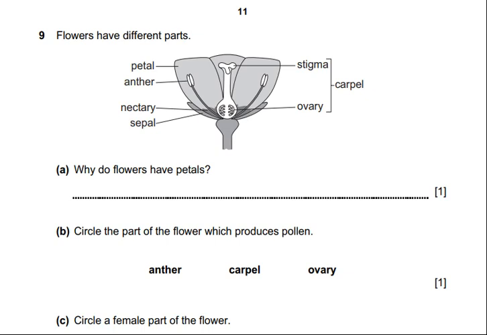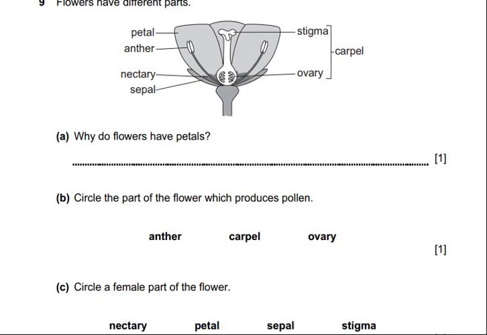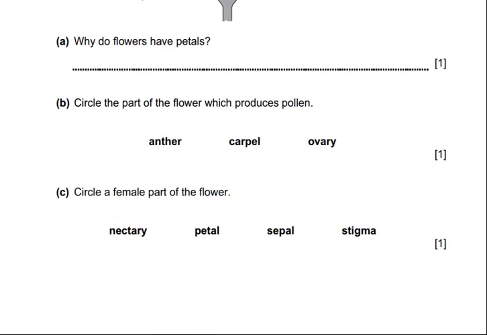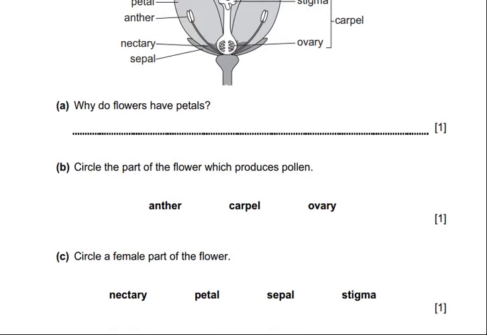And question B. Circle the part of the flower which produces pollen. Which one produces pollen in the flower? Anther. So you just circle anther. C. Circle a female part of the flower. So we can circle stigma, because stigma is the female part of the flower. Now we will go to the next page.